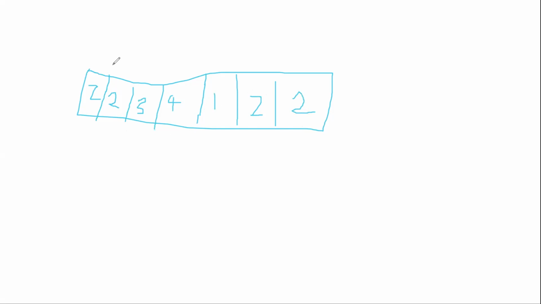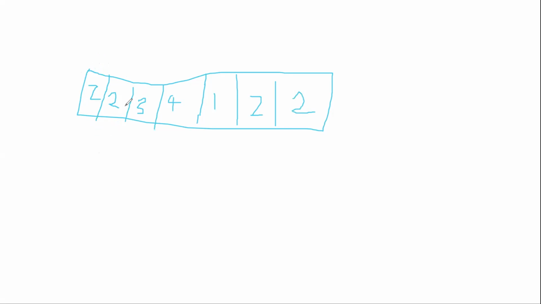So what can we do in this case? Let's say we start at index 0. We see a 2, right? So we go to position 2 minus 1, which is position 1. At position 1, we see another 2. So that means we have found here itself that it's a duplicate.